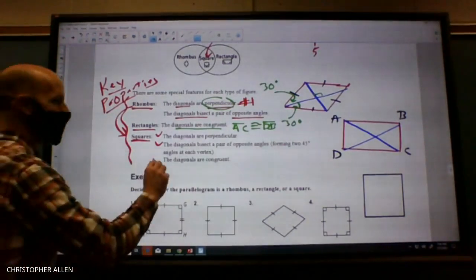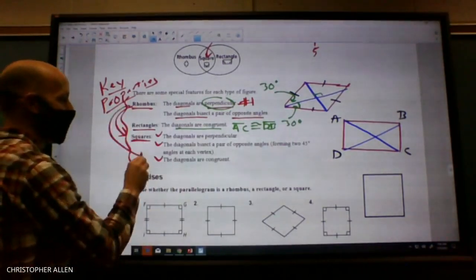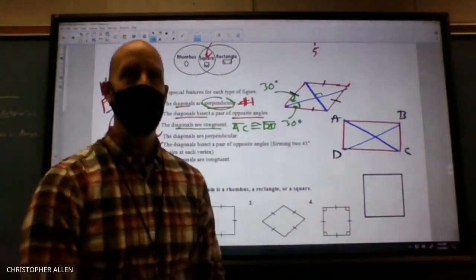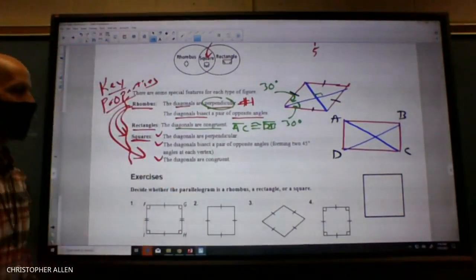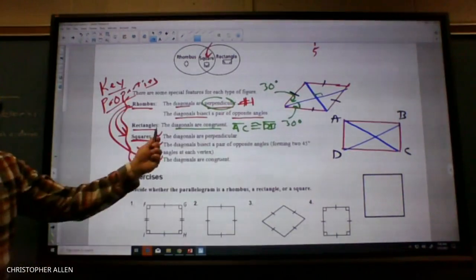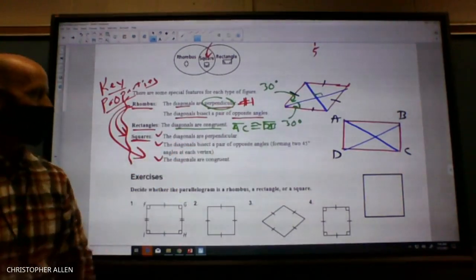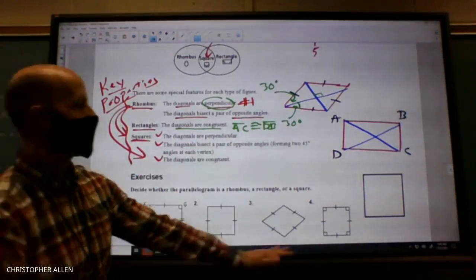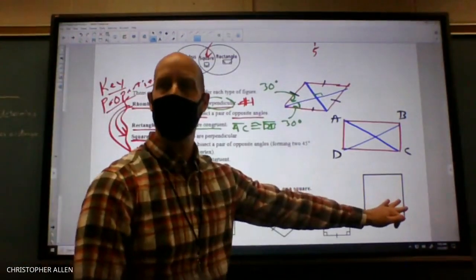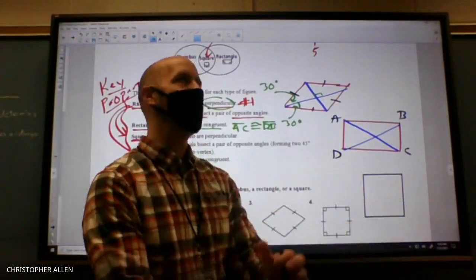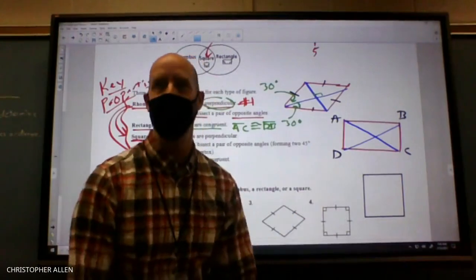The diagonals have to be congruent. Well, guess what a square is? It's a rectangle. And since it's a rectangle, and in rectangles the diagonals are congruent, therefore the diagonals of this square are congruent too. In fact, this square is kind of this special quadrilateral. It has almost all the wonderful properties that we would like to have.